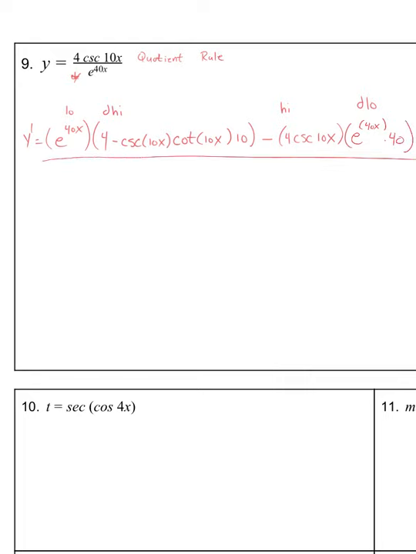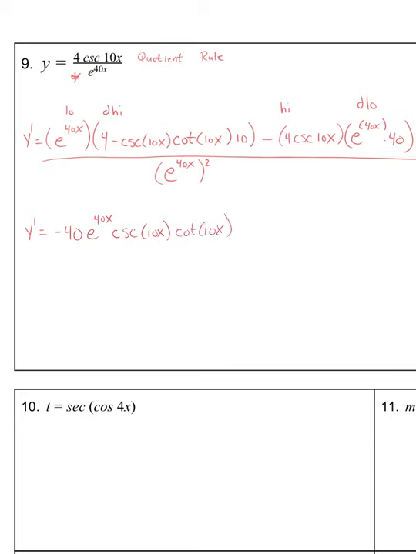All right, on the bottom, we take the denominator, low, e to 40x, and don't forget you always square it. So that is the quotient rule. Now we're going to simplify it. We're going to simplify each term in the numerator. Okay, so up here, the first term, you've got a negative 1, you've got a 4, and you've got a 10. So we're going to put the negative 40 out front. All right, we still have an e to the 40x. We still have a cosecant of 10x. And we still have a cotangent of 10x.